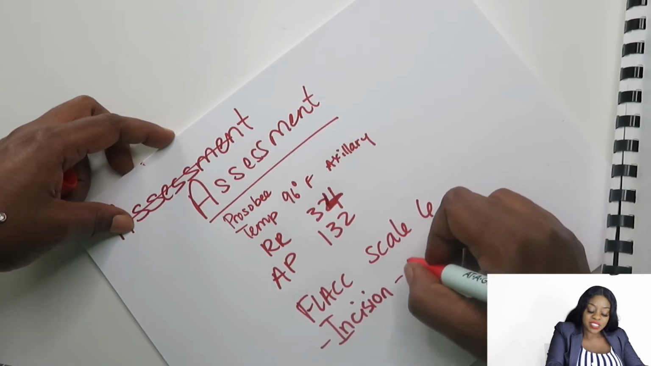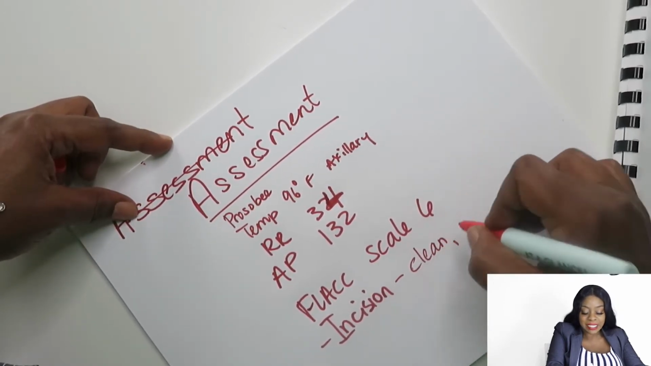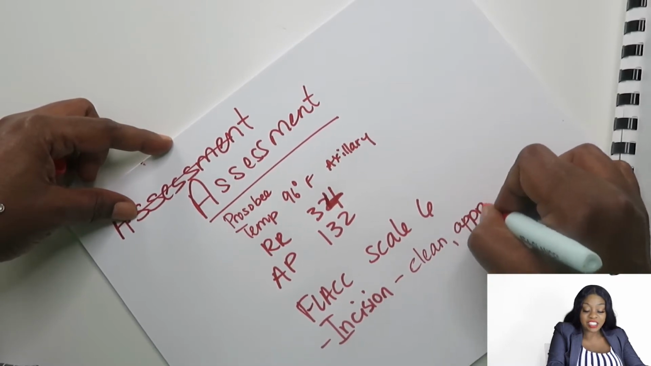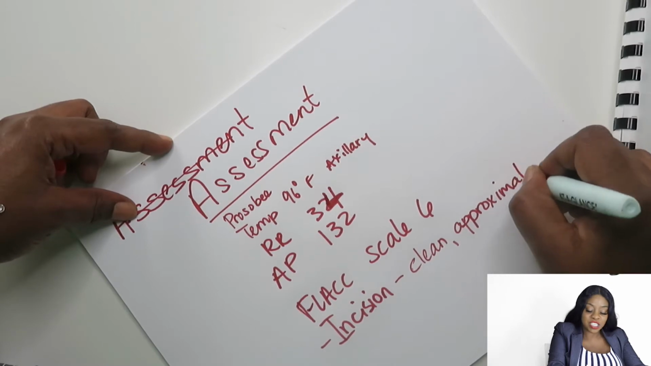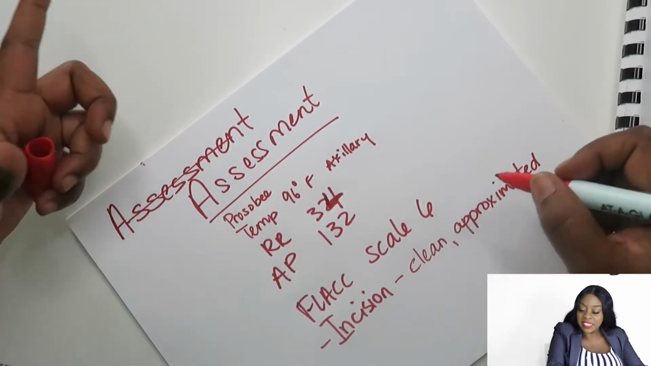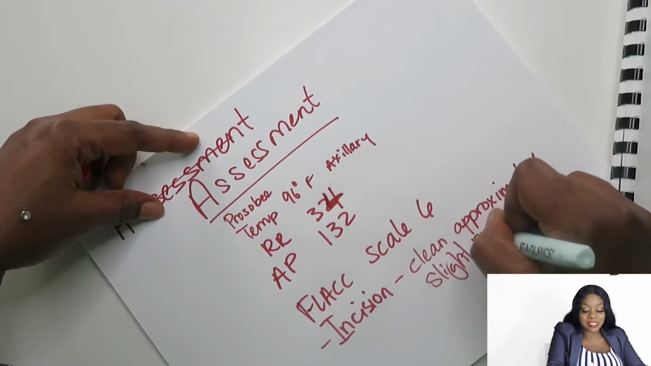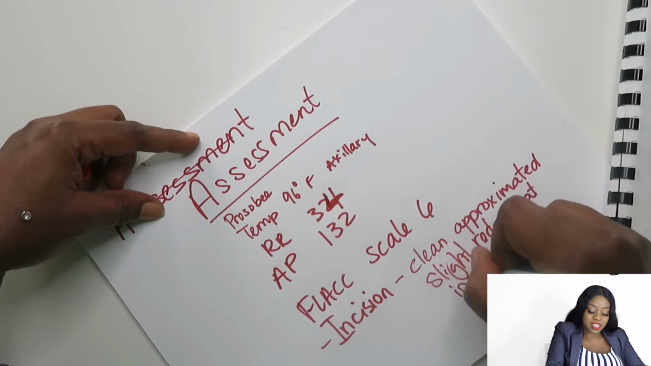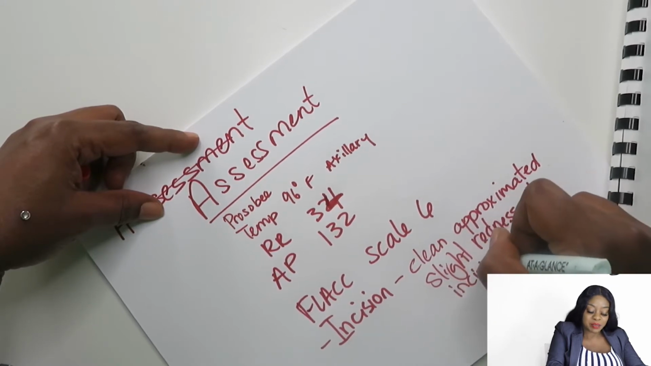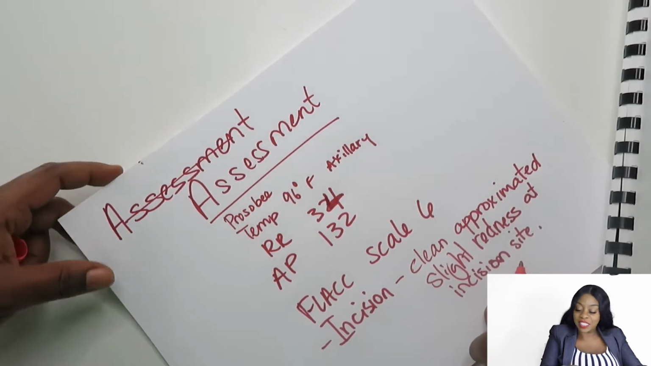So the incision we said was clean, you know, the edges, because we always want to look for approximation. This is a surgical incision, approximated edges, slight redness at the incision site. So just going over some of the assessment information that was gathered.